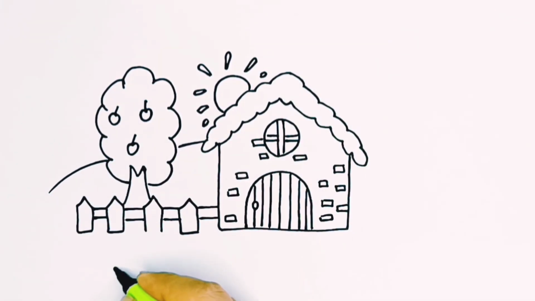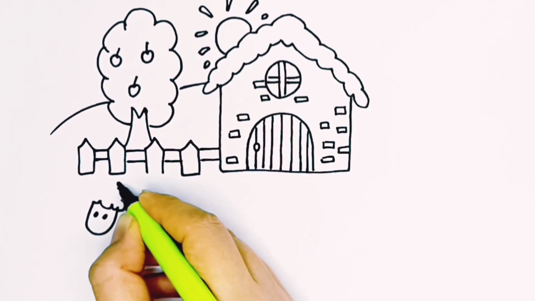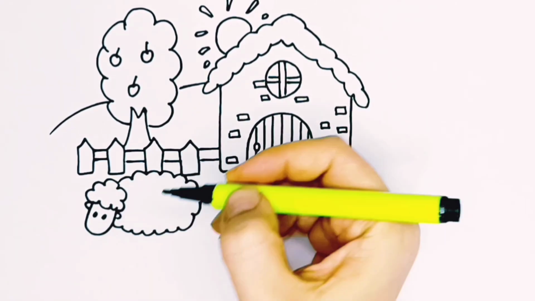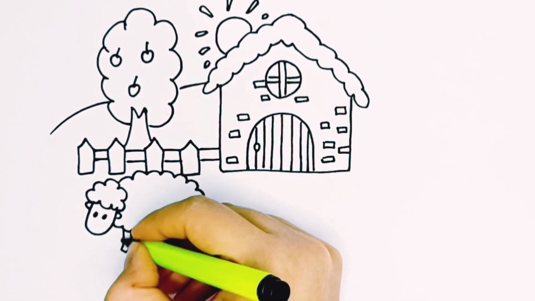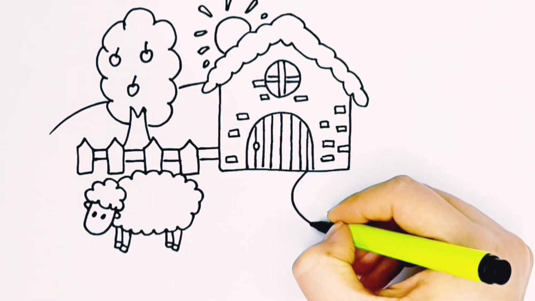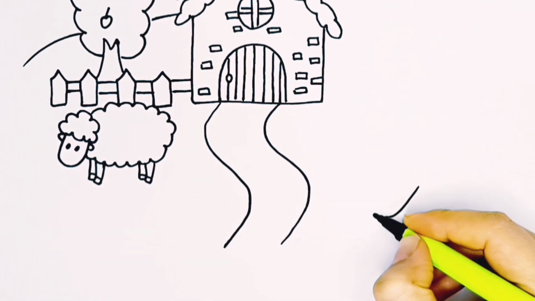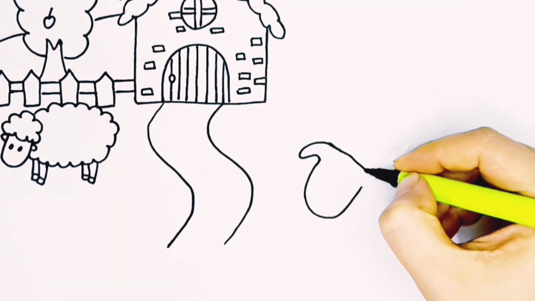The cow takes the dog. We draw a sheep here. Takes the dog. The dog takes the cat. Hi-ho the dairy-o, the dog takes the cat.